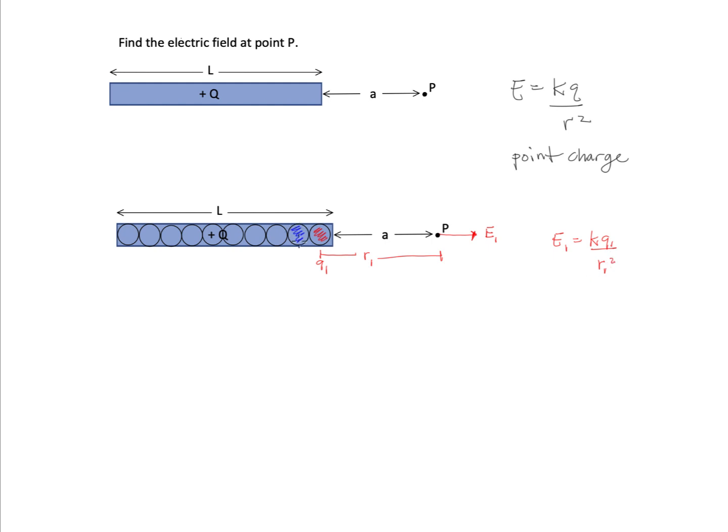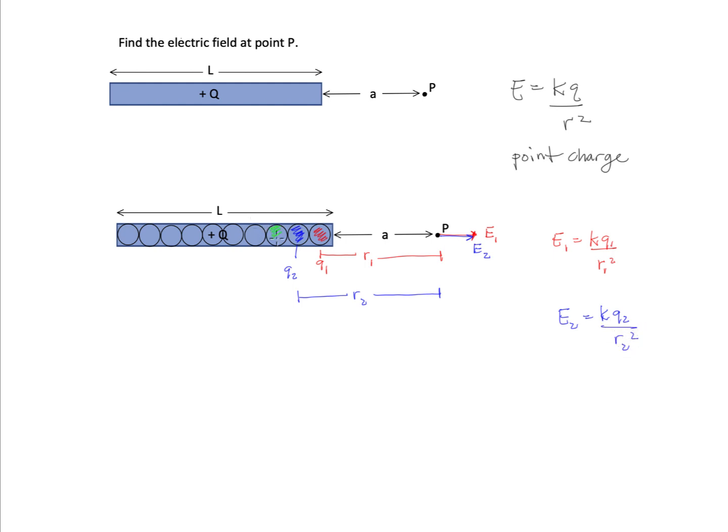Now let's look at this blue charge. This blue charge has a charge of Q2. It's some distance R2 away from the point, and it would contribute an electric field also going to the right with a magnitude of E2. And of course, E2 would just be K Q2 over R2 squared.